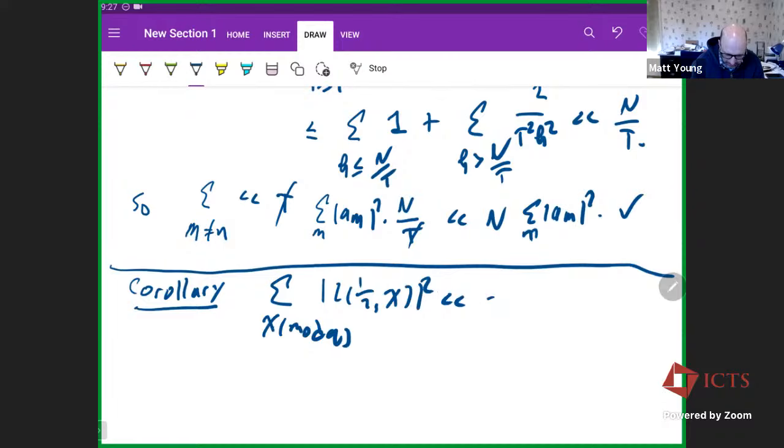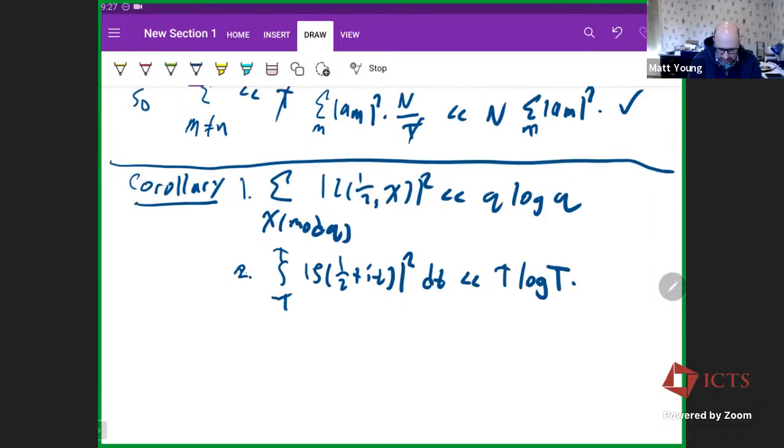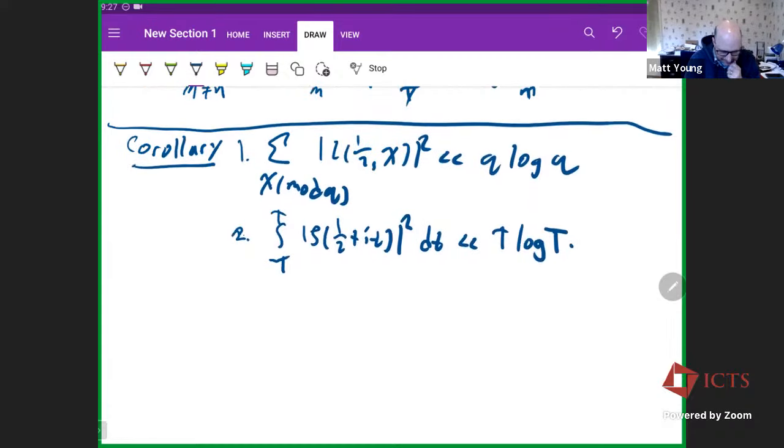That this is bounded by Q log Q. And then similarly, we can get a second moment on the Riemann zeta function. That this is bounded by T log T. Okay. So, I mean, it's a proof. I mean, it's a corollary, but it does require some proof. But we've developed the machinery we need.